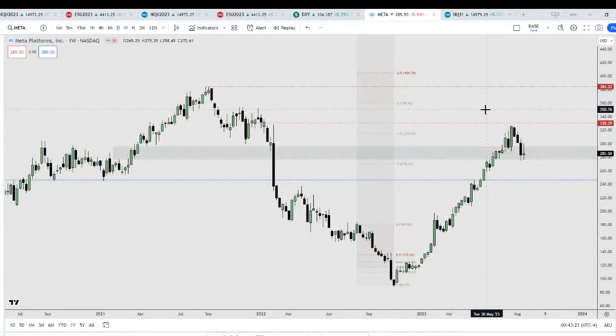So this is for Meta. Okay, let's move on to, I think, the last US equities here.